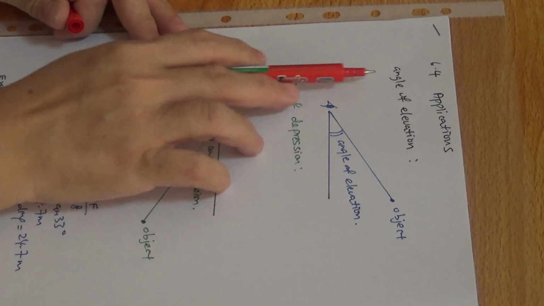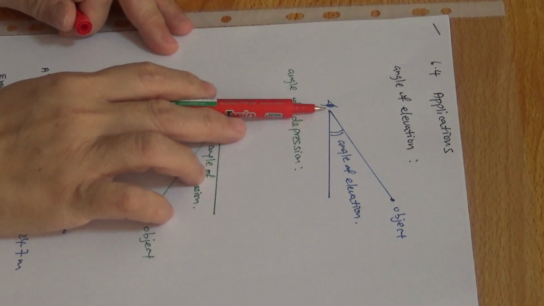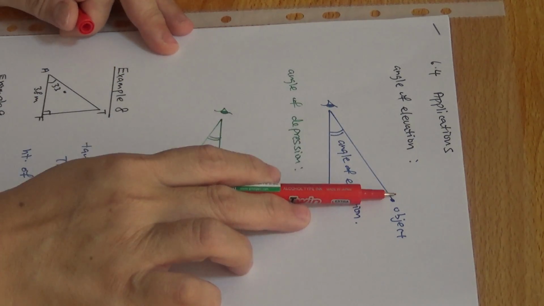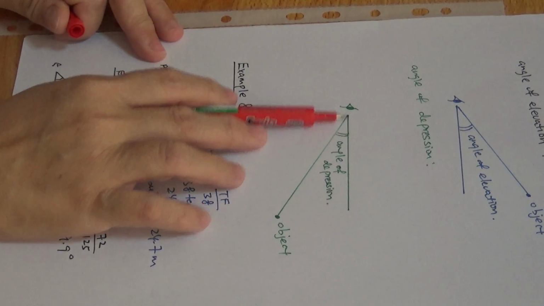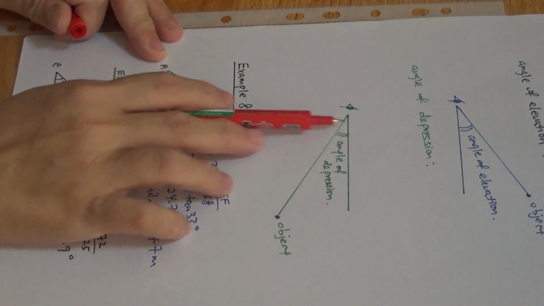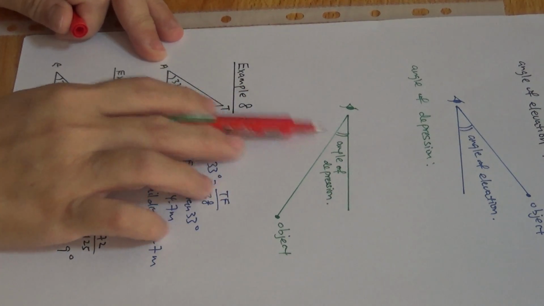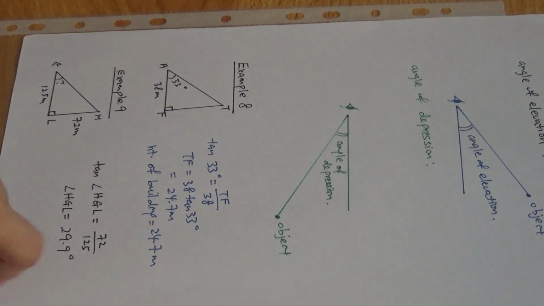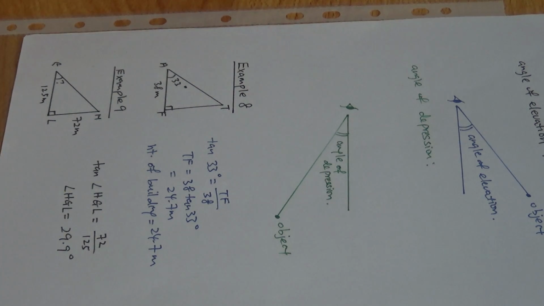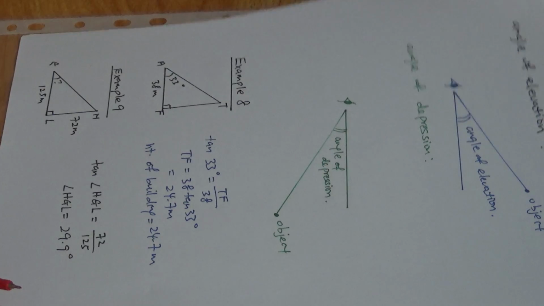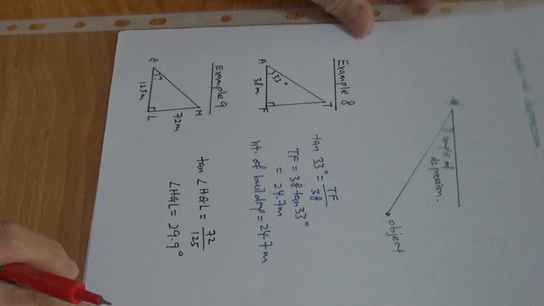Now I repeat, angle of elevation is horizontal and the line up. This is called angle of elevation. Angle of depression is horizontal, line down. This will be called the angle of depression. Okay, you will come across these two terms very frequently in the questions that are associated with applications of trig ratios. Okay, now first I'm going on to example 8.